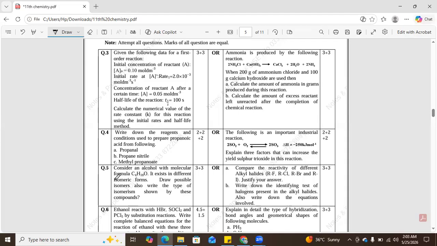Question number 5 is consider an alcohol with molecular formula this. It exists in different isomeric forms. Draw possible isomers. Also write the type of isomerism shown by these compounds. Or optional question is compare the reactivity of different alkyl halides. Justify your answer. Write down the identifying test of halogens present in the alkyl halides. Also write down the equations involved.